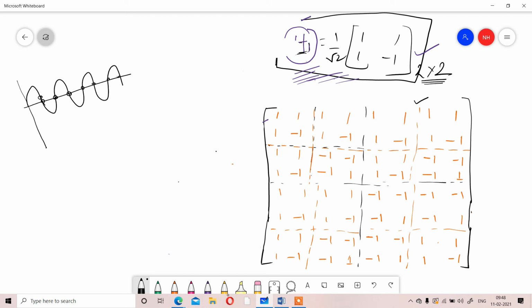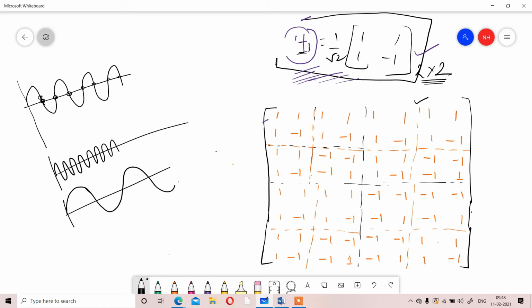Cycles per second. So by definition, how many times you are crossing zero. If you are increasing the frequency, it will be like that. If you are reducing the frequency, it will be like that. Right? So frequency is defined by this basic thing.